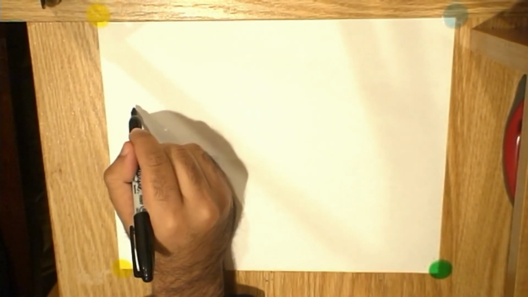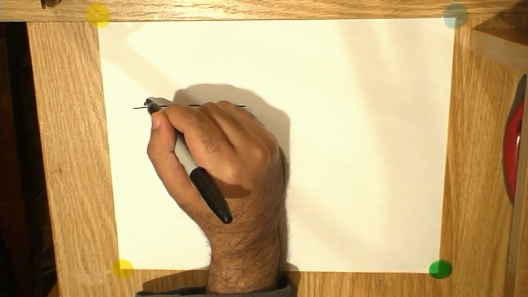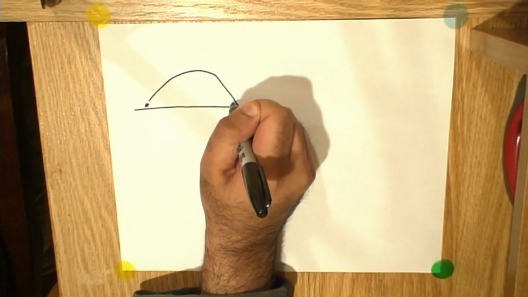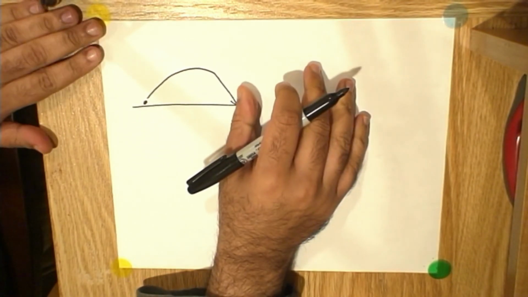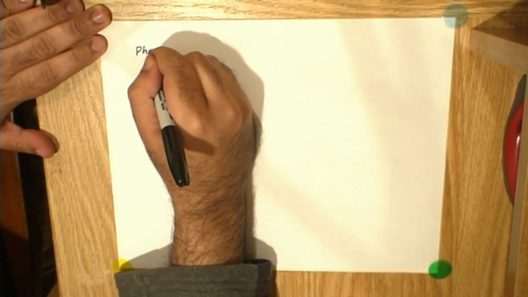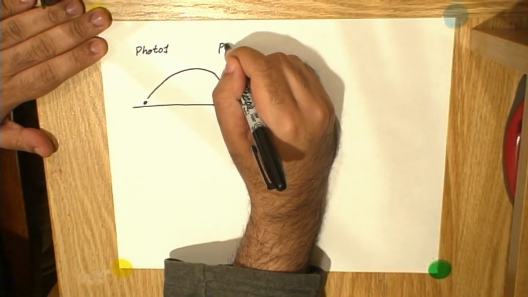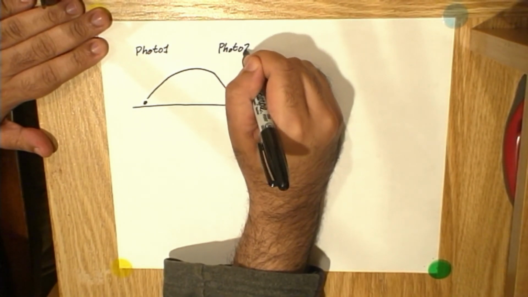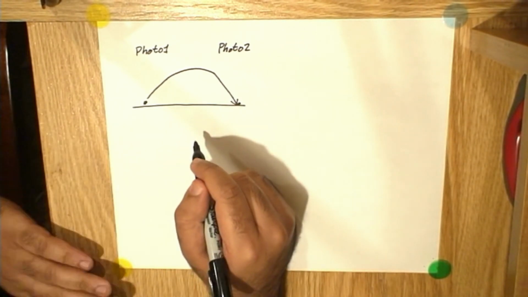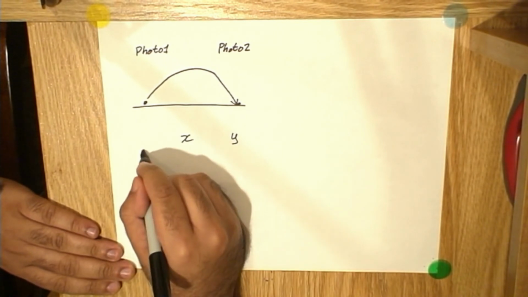In this next question, we have an astronaut who kicks a soccer ball on Mars. The kick occurs on level ground. We will treat photo 1 as being an instant after it was kicked, and photo 2 as being an instant before it lands. Now let's think about what information we were told and what information we need to find out.